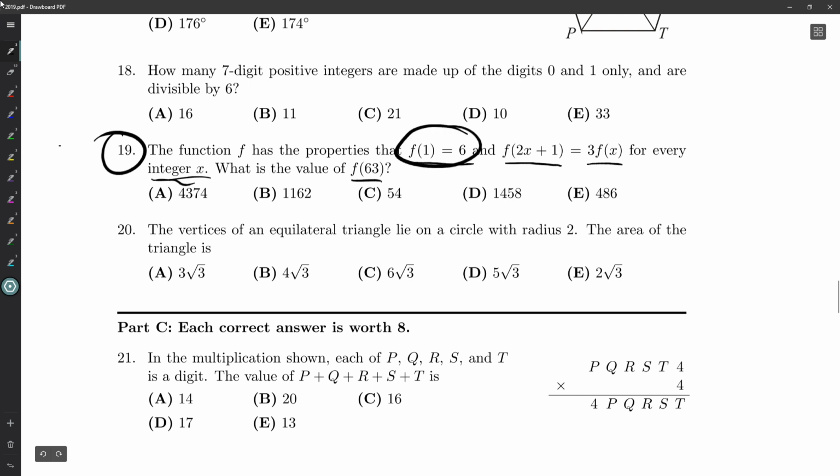We do know at least a value of f, and we know a way to take f of a bigger number and express it in terms of f of a smaller number. 2x plus 1 is bigger than x. So here's what we can do. I want f of 63. Can I write 63 as 2 times something plus 1? Well, certainly we can. It's 2 times 31 plus 1.